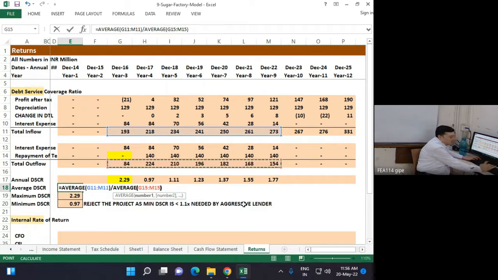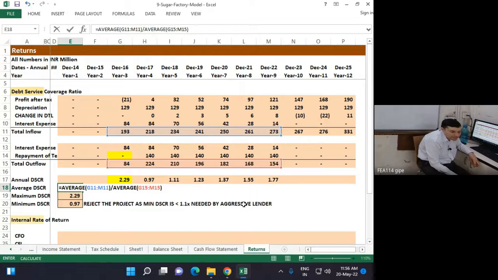जब तक लोन है तब तक ही बैंक को इंटरेस्ट है आपके प्रोजेक्ट में, beyond एक बार 9th ईयर हो गया तो bank is not interested in your project. So average inflow upon average outflow is how banks will calculate the average DSCR. And this number was expected to be more than 1.5. Again, that has not happened. So conclusion will be reject the project as average DSCR is less than 1.5, which is needed by the aggressive.